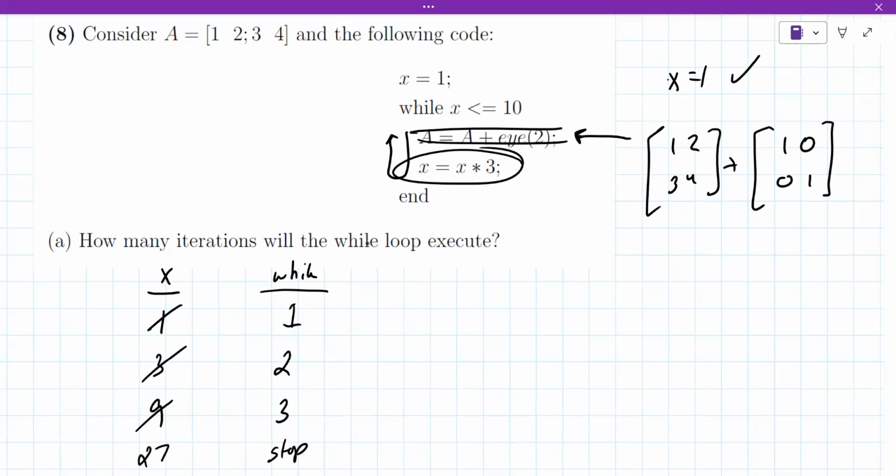That's why it's 3, because you stop at. Yes. Okay. Makes sense. Now to do part B, which is a little more work.